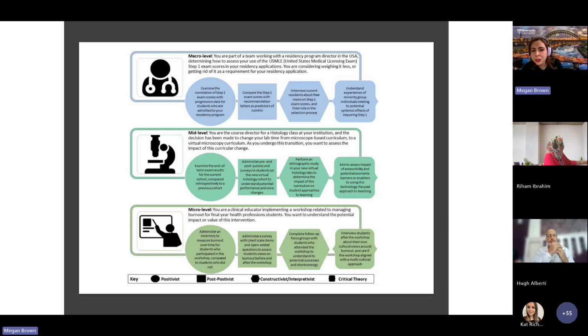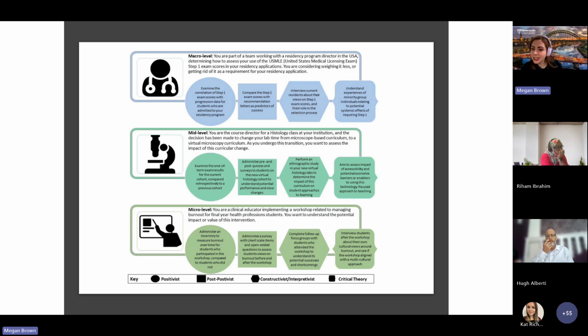But I just wanted to put this up to demonstrate the different ways of seeing the world and how that shapes the questions that you ask. If we take the example at the bottom, this is for individual educators. Say you're an educator who wants to understand the impact of a workshop that you've done on burnout management, for example, for students. The workshop could be on anything. But how do you do this?